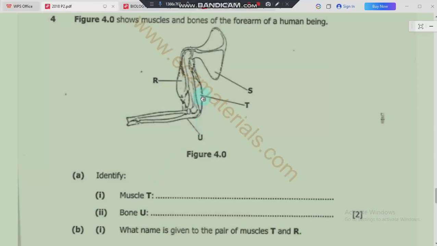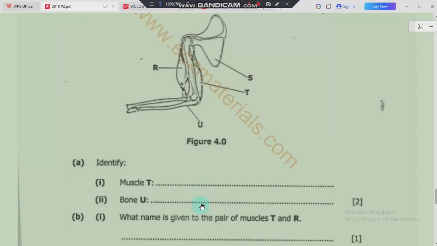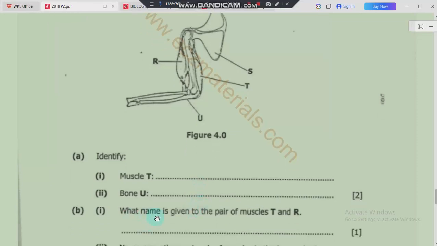Okay, so here the question is saying identify muscle T. So muscle T is our tricep muscle, and then they want us to identify bone U. So bone U is our ulnar bone, and then the question continues by saying what term is given to the pair of muscles T and R.